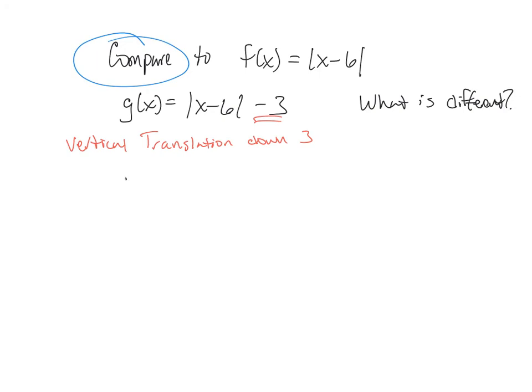If I had, here's the difference. Vertical shrink by 1/4. All right.